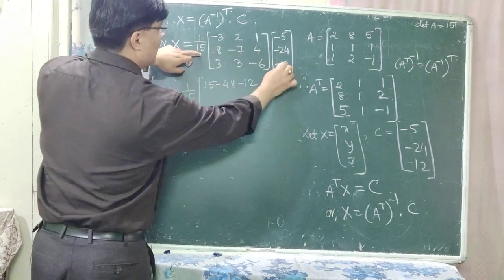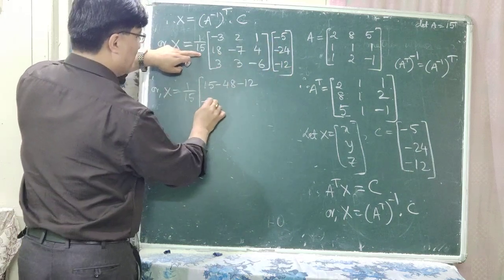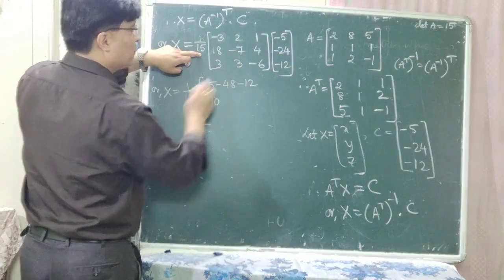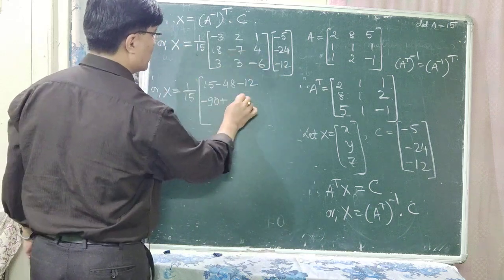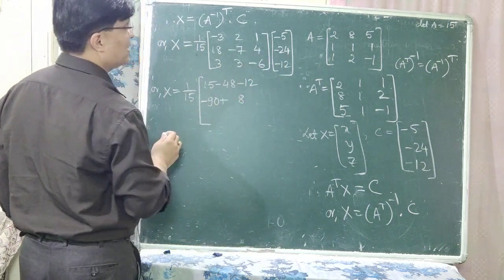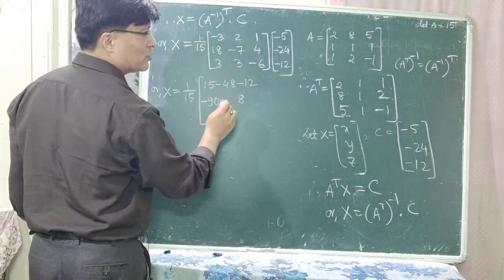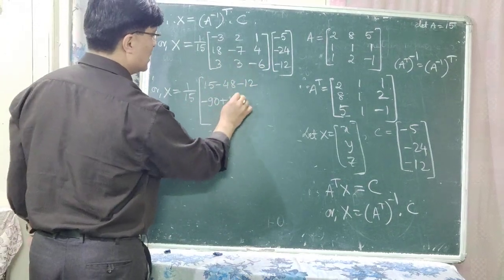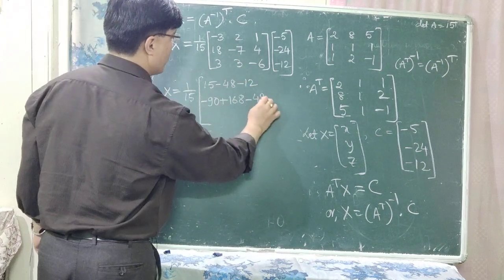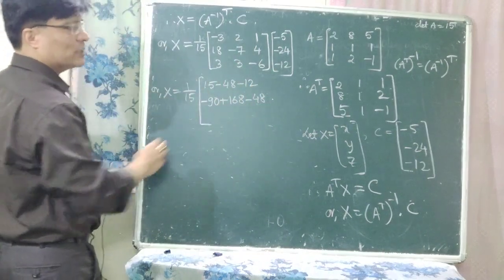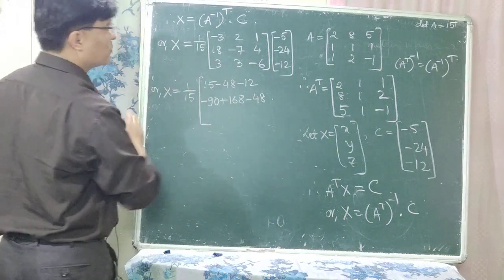Now second row by first column: 18 into minus 5 is minus 90. Minus into minus is plus, 7 into 24 is 168. Then 4 into minus 12 is minus 48.